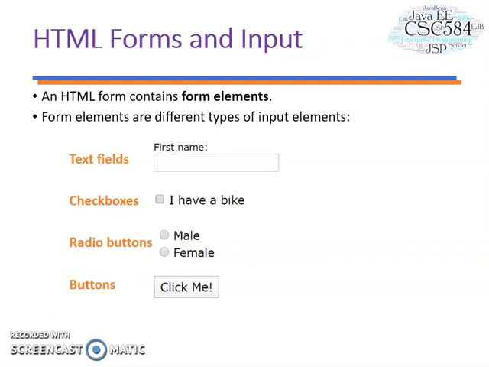Now let's look at HTML forms and input. An HTML form contains form elements. Form elements have different types of input elements, such as text field, checkbox, radio buttons, and also normal buttons.